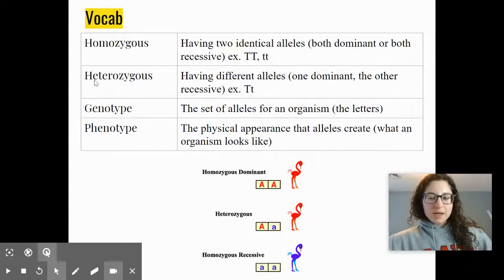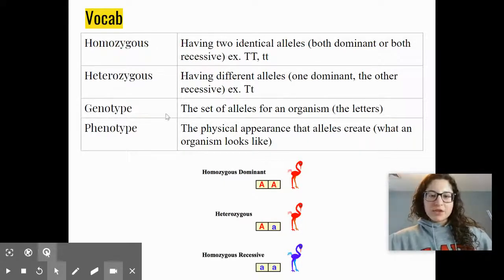Now, when we are talking about these alleles, genotype refers to the set of alleles for the organism. So the letters. So you're seeing like T's up here. The T's would be the genotype. However, the phenotype is the physical appearance that the alleles create. So if these T's stand for your ability to roll your tongue, tongue rolling is a dominant trait. So big T stands for tongue roll, little t stands for no tongue roll.